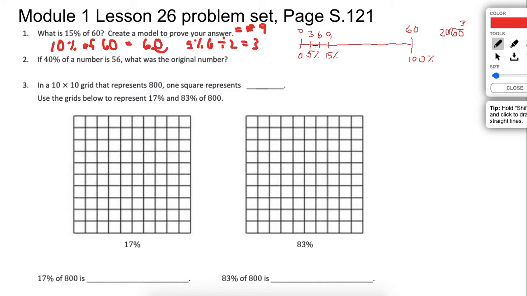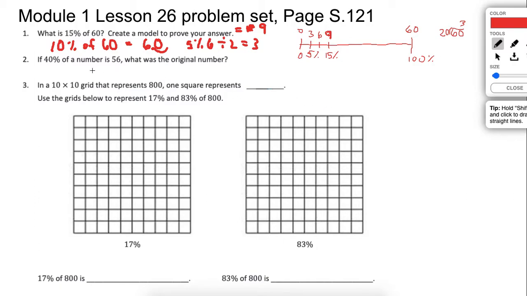Then we could keep going, clear up there. Every 5% just gives us 3 more, because every 5% is worth 3 more. So we get 9 either way, doing those approaches with either our model or using our 10% and half of that to find 5%.